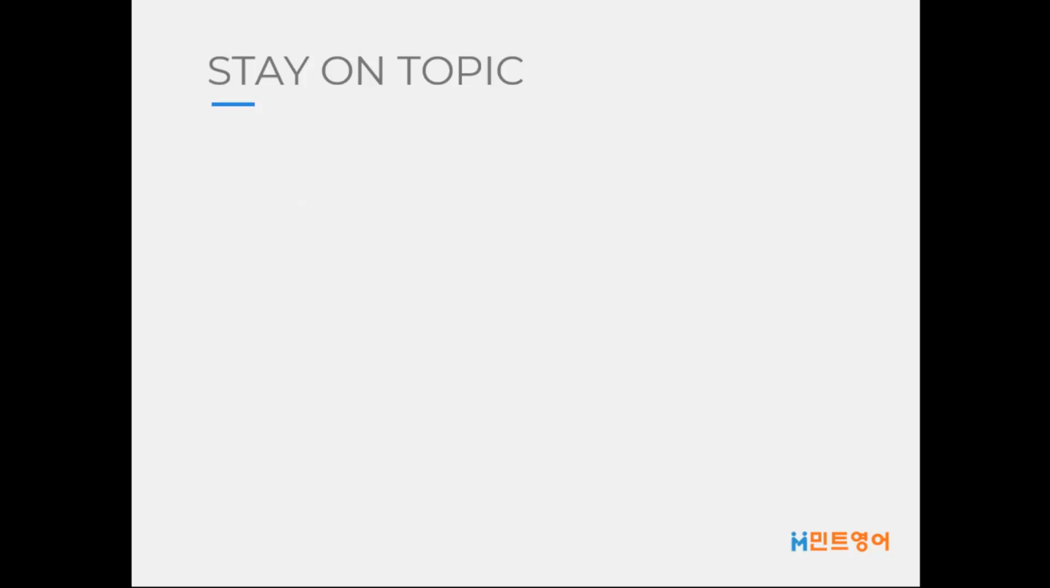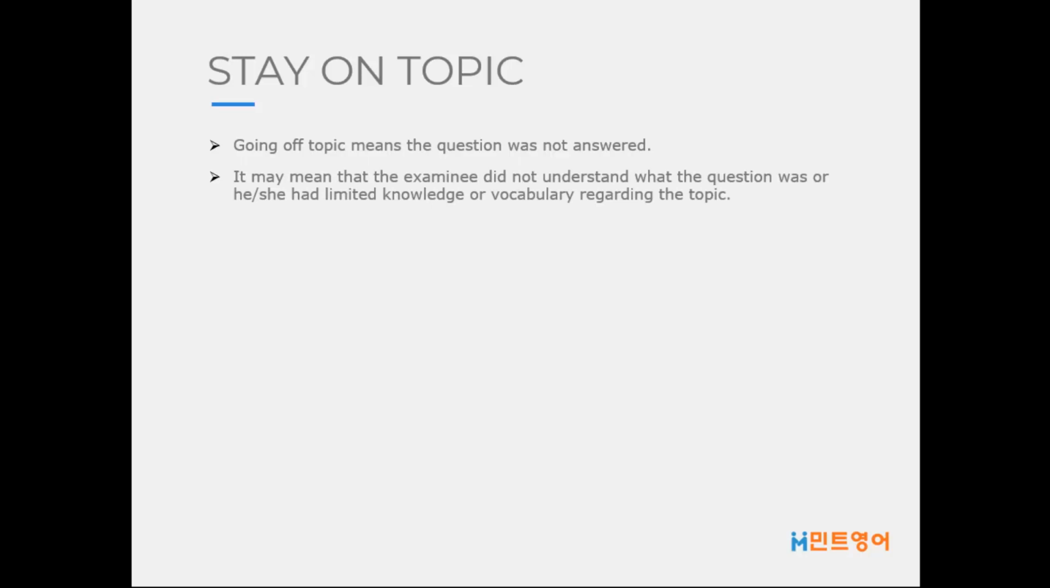The cue card question asked about a museum, but the examinee talked about a city in Malaysia, which means the question was not answered. This is not simply going off topic. It is completely saying the wrong thing. This will affect the band score because it may mean that the examinee did not understand the question or he or she had limited knowledge or vocabulary regarding the topic.